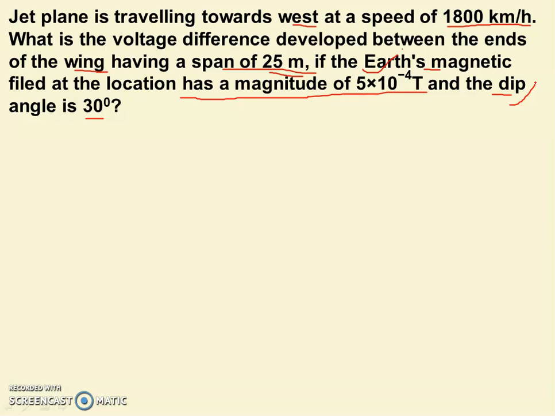Since the jet is going towards the west, the perpendicular magnetic field will be the vertical component of the magnetic field, and the vertical component of the magnetic field will be B_V equal to B sin theta. B is 5 into 10 to the power minus 4, and theta is 30 degrees. So we are taking this vertical component as the magnetic field.